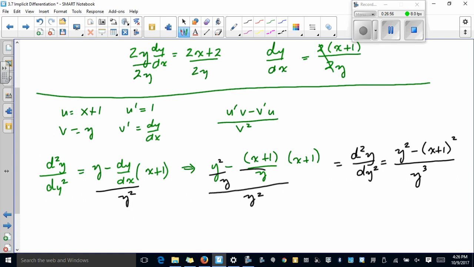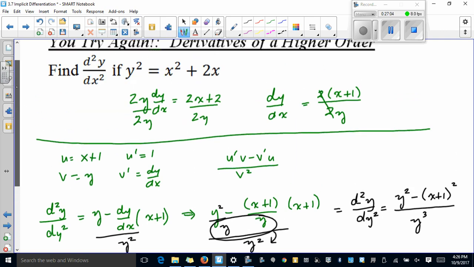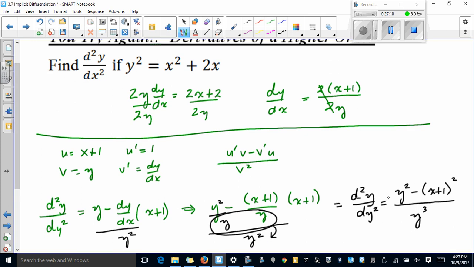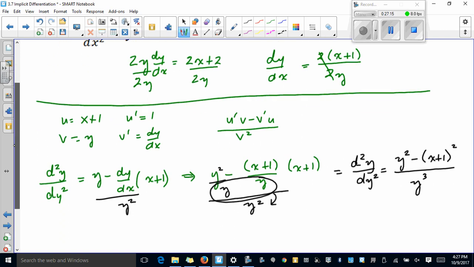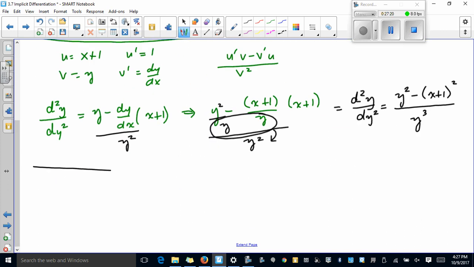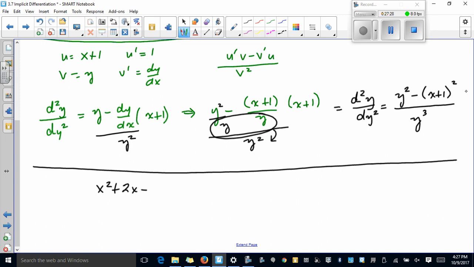Now, the question is, does that look like anything like our problem? Nope. I have a y squared. I do have a y squared, so I can put in x squared plus 2x here, and we can clean it up a little bit, which will take a little bit more time, but we do have y squared equals x squared plus 2x. So let's clean this up. x squared plus 2x minus, multiply that out, we're going to get x squared plus 2x plus 1, all over y cubed.